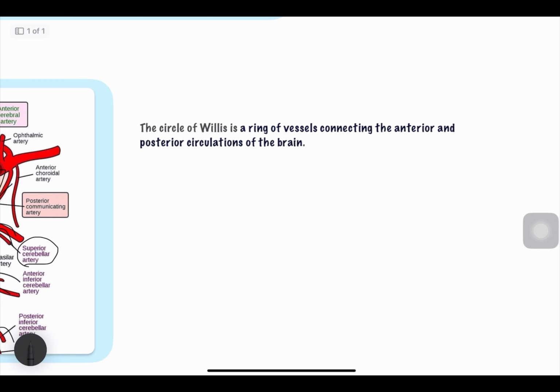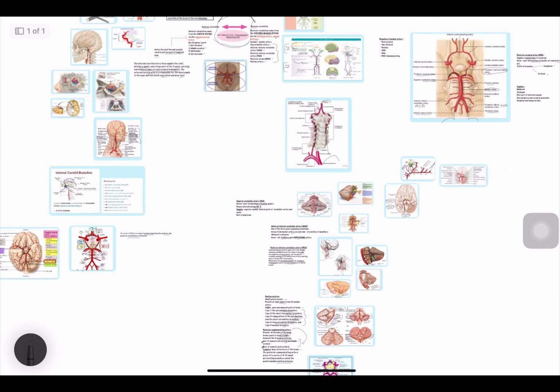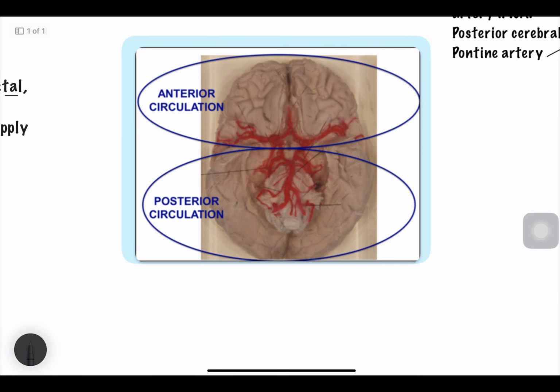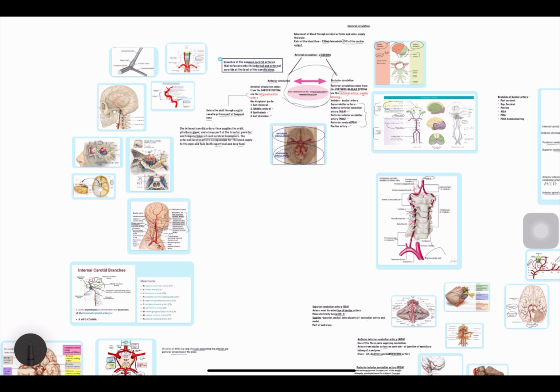So the circle of Willis is a ring of vessels which connects the anterior and the posterior circulations of the brain. This is the anterior circulation, including the internal carotid artery. This is the vertebrobasilar system, giving off the posterior circulation. So this was about the cerebral circulation, or the blood supply to the brain.